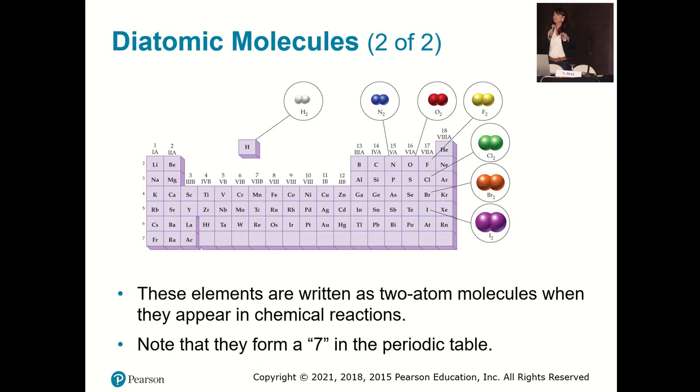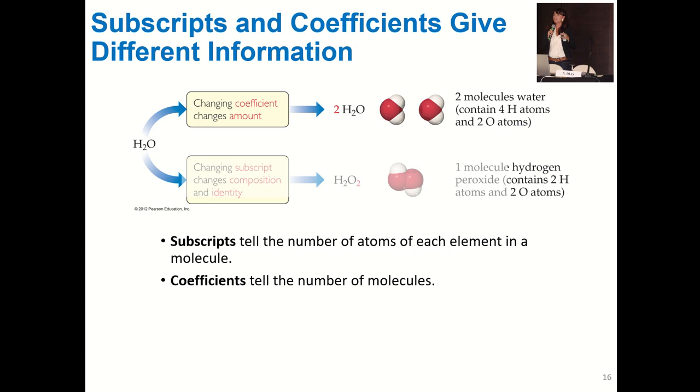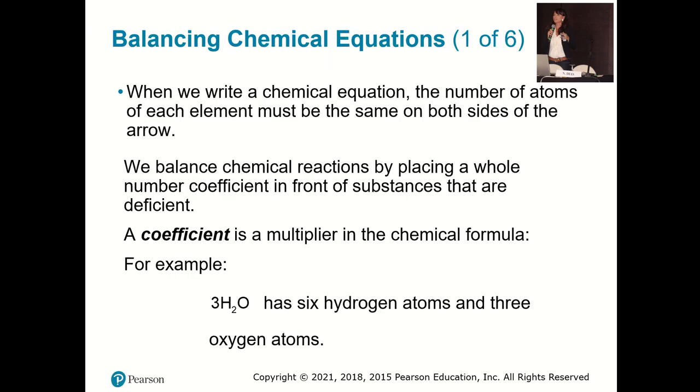So here, as I said, we have diatomic molecules. Just repeating because this is very important. If you have a text to describe you react with hydrogen, you will not write hydrogen by itself. You're going to write H2. Okay. And again, we change the coefficient, we change the amount of the molecule. So I have 2 water molecules over here. But if you change the subscript, you change the composition, the identity of the substance. Okay, you don't change that.